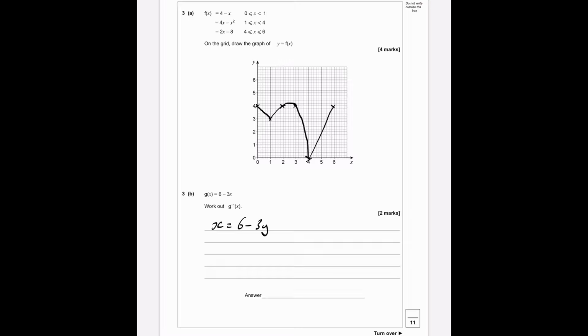To find g inverse of x, this is a very straightforward question. x equals 6 minus 3y. We're going to make y the subject. I brought the 3y onto the left and then divided by 3. Anyway, 6 minus x over 3 for that one.